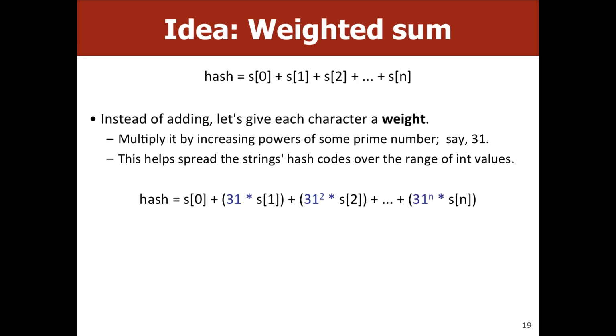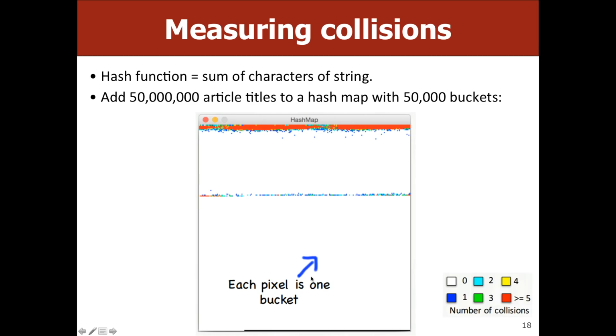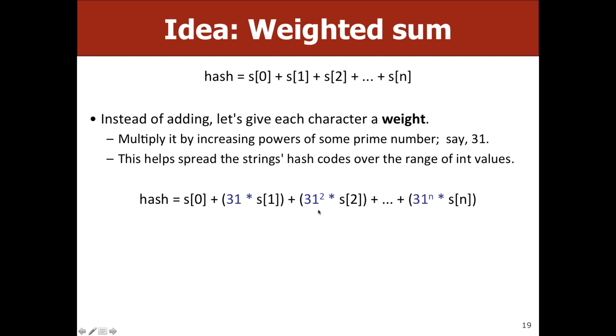So, okay. What if we try to solve that anagrams problem and also try to get a better distribution to fill in some of this white by having this weighted sum? The idea is to have each position of the string, that character value multiplied by a power of a prime number, just to get better distribution. So the 0th index is just itself, the first index is the character multiplied by 31, and the second index is itself multiplied by 31 squared, and so on. Does that make sense? Kind of what we're doing here?